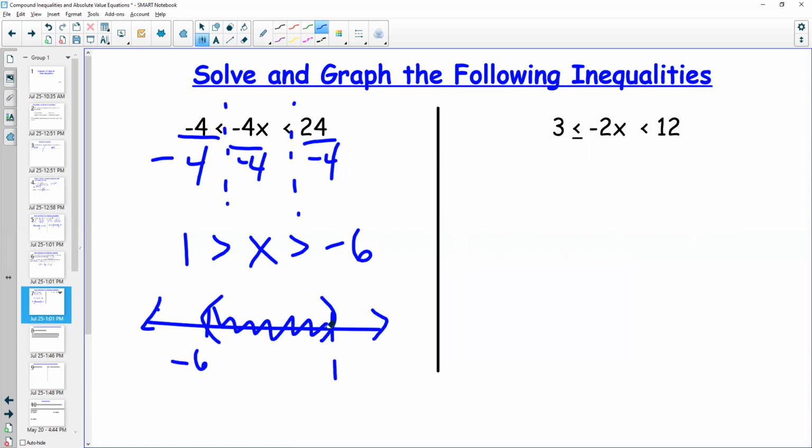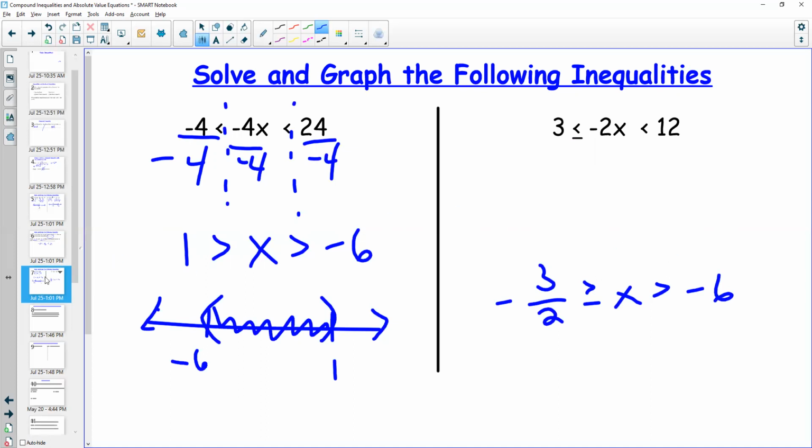I'm going to tell you that the answer is 3/2. Negative 3 halves is greater than or equal to x, which is greater than negative 6. And then you should be able to graph that. If you get stuck, come into the chat and let us know.